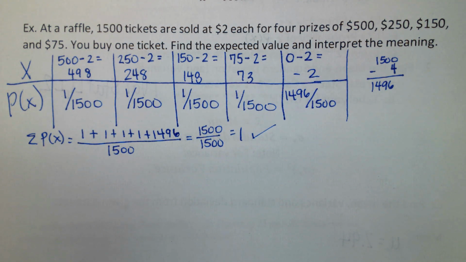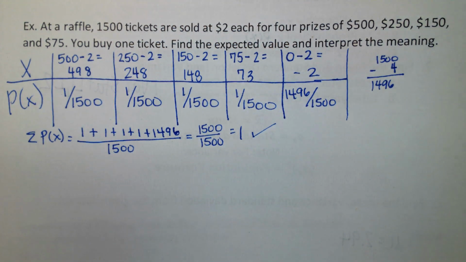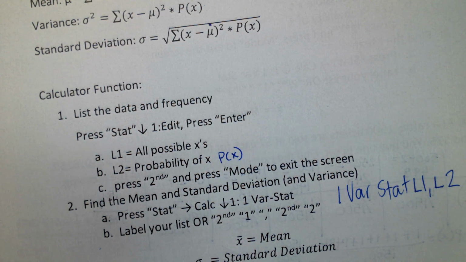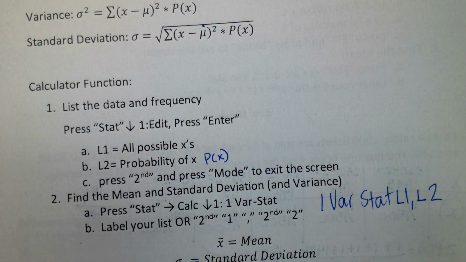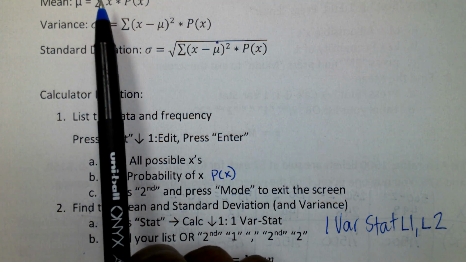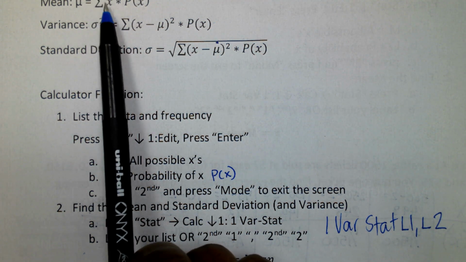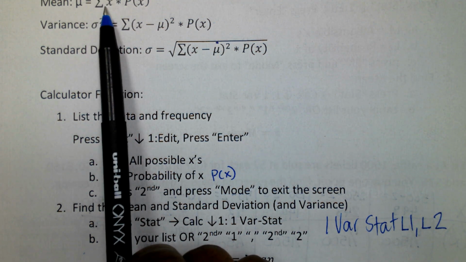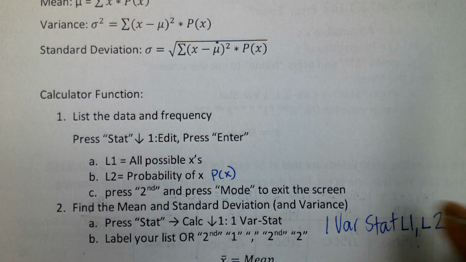Alright, now we're going to put it in the calculator, but we're going to work it out by hand first. I do this one by hand because a lot of people like to do it by hand for some odd reason. I teach a calculator, but people revert back to this. So we're going to take each value of x and multiply it by its probability.